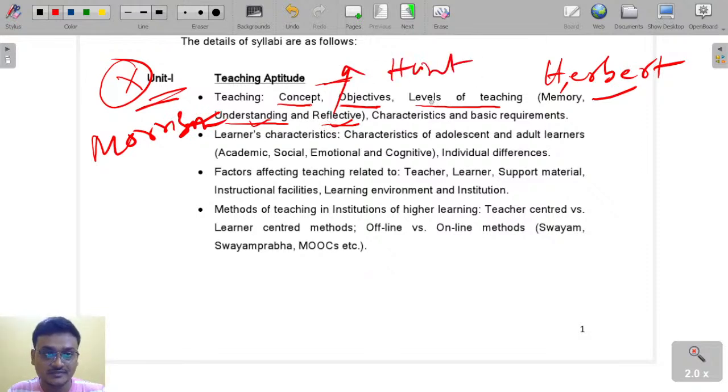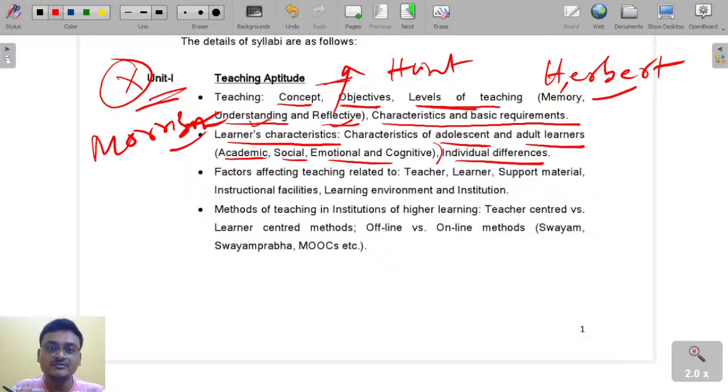So the concepts, the objectives of teaching, levels of teaching, then some characteristics and basic requirements of teaching. And now in the second, learner characteristics. That means we have the adolescent learner as well as the adult learner. What are the characteristics of adolescent learners and adult learners? Like academic, social, emotional and cognitive development and individual differences. What are the individual differences between the learners?